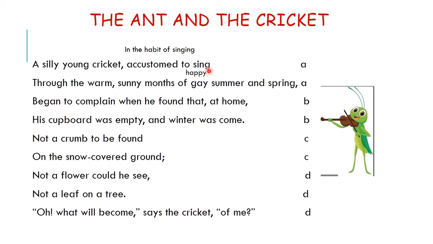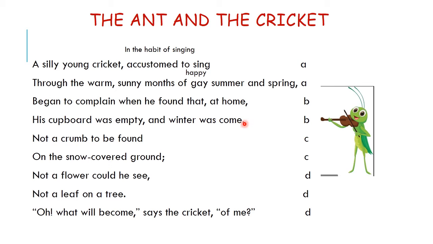Let us look at the rhyming scheme. Here the word sing, we'll mark it as A. Begin, spring. Spring and sing. These two words, they rhyme together. So we'll mark it as A. Home. Home does not rhyme with sing or spring. So we write it as B. We'll mark it as B.